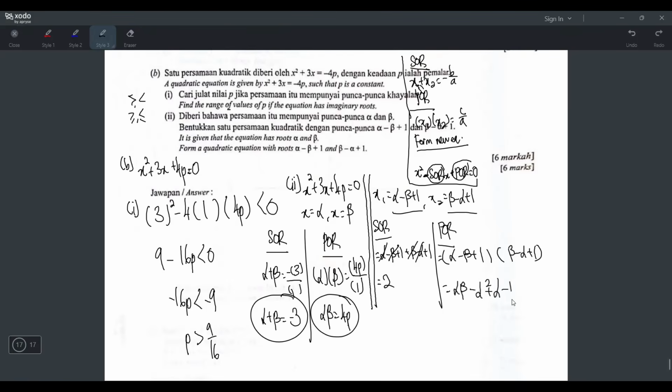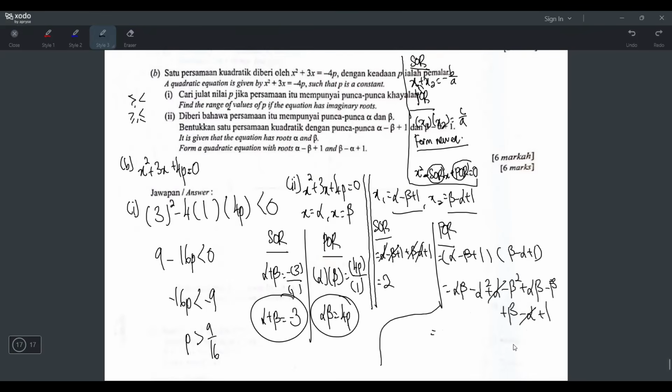Negative beta times beta, negative beta square. Negative beta times negative alpha, positive alpha beta. And then negative beta times 1, negative beta, right? For the last term in the first bracket, positive 1 times beta is positive beta. Positive 1 times negative alpha, positive 1 times positive 1, positive 1. Right? Okay.